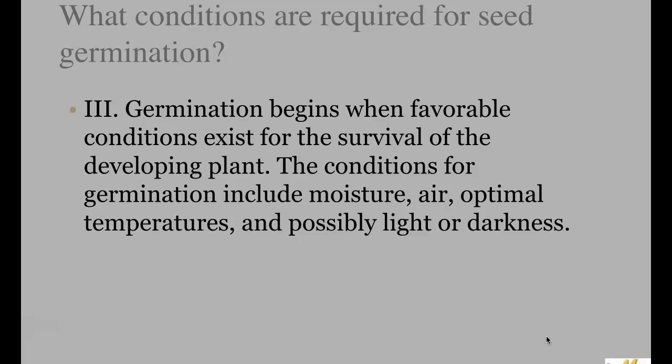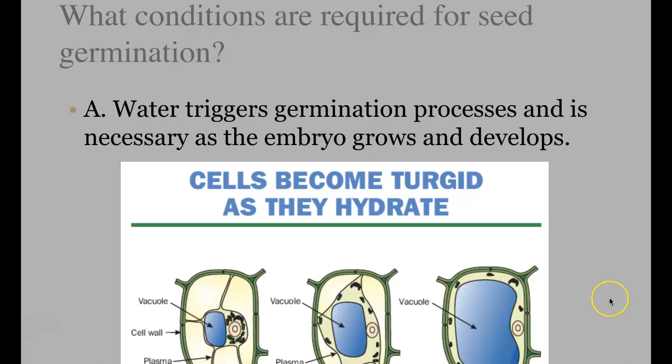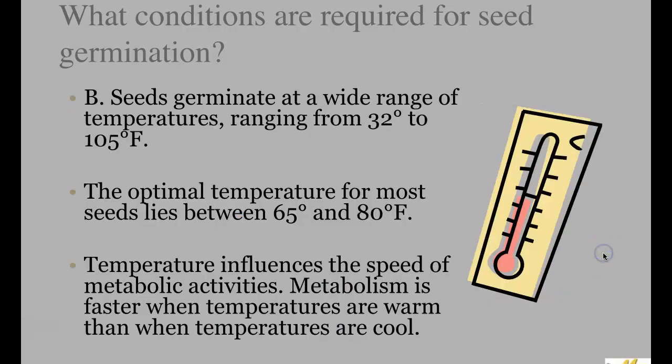All right, so germination begins when favorable conditions exist for the survival of the developing plant. Conditions of germination include moisture, air, optimal temperatures, and possibly light or darkness. It really does depend on the plant. The water triggers germination process and is necessary as the embryo grows and develops. So you can kind of see they're showing you a plant cell, and as that vacuole fills with water, obviously it's going to start to change shape.